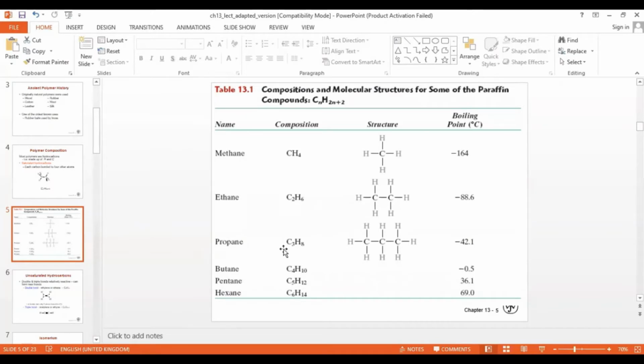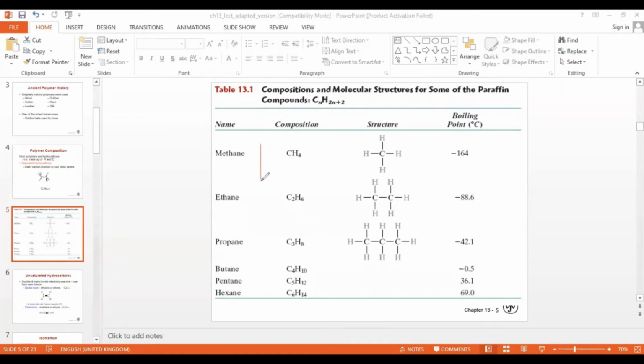Sorry. Propane, I have C3H8, 1, 2, 3, 4, 5, 6, 7, 8, right? That will boil at minus 42 degrees Celsius. Then I have butane, C4H10, right? Due to lack of space, it will be drawn like this, and its boiling point is minus 0.5. Pentane, C5H12, 36.1 plus. Hexane, C6H14, that is 69 degrees Celsius. So this will keep on going, right?